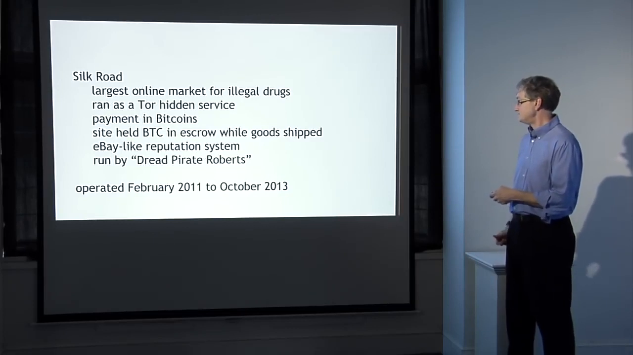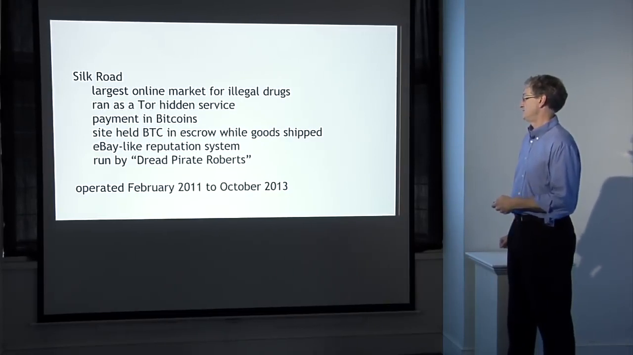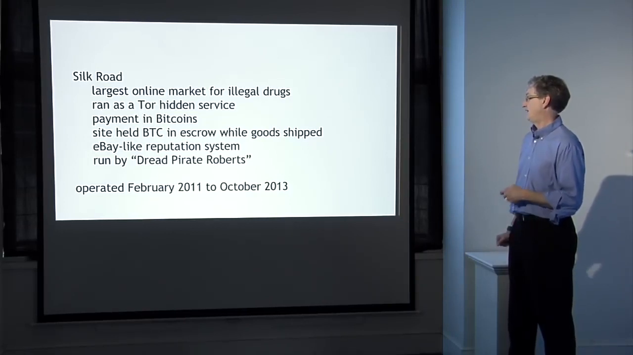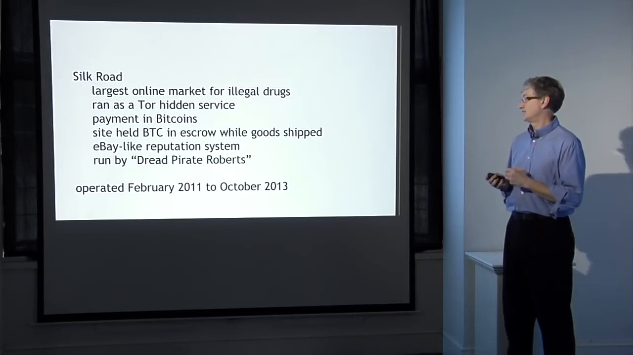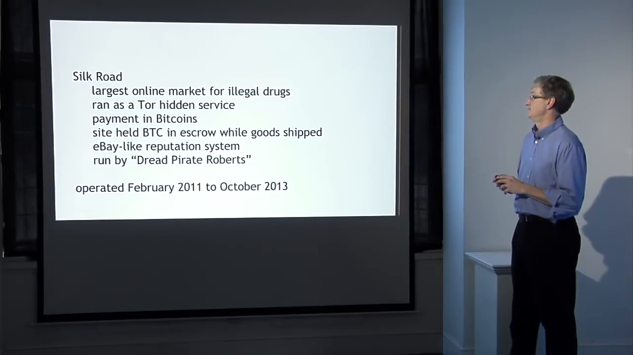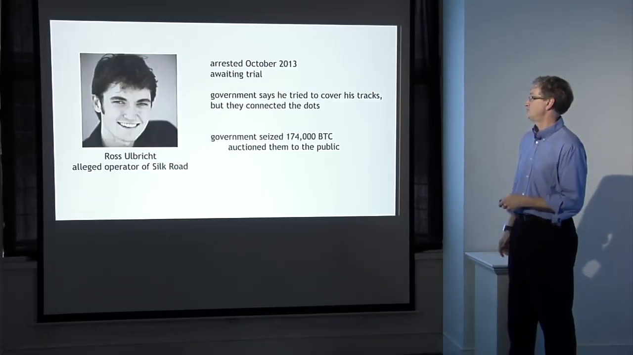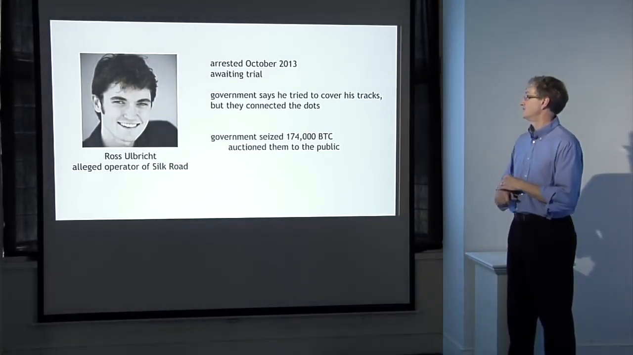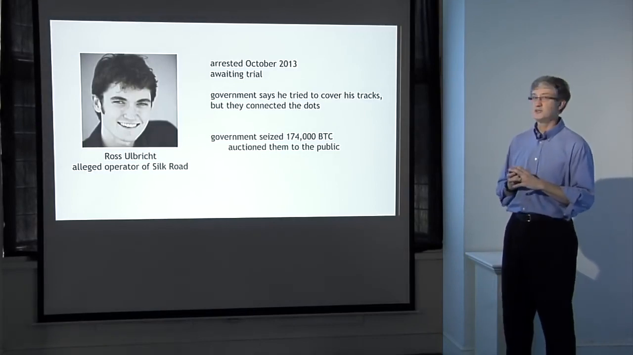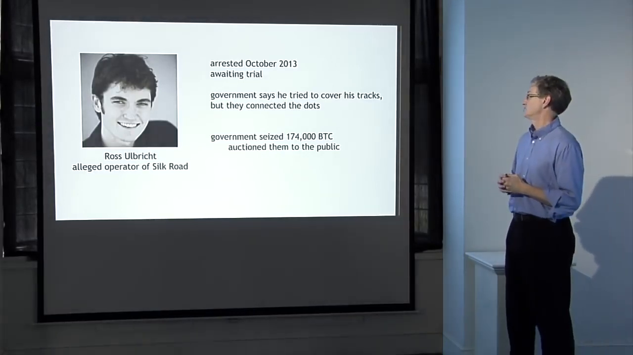Silk Road was run by a person who called himself Dread Pirate Roberts, and some of you may recognize that reference. Obviously a pseudonym. It operated from February 2011 until October 2013. Silk Road was shut down after the arrest of this guy, Ross Ulbricht, who was the alleged operator of Silk Road. He was arrested in October 2013 and he's currently awaiting trial.